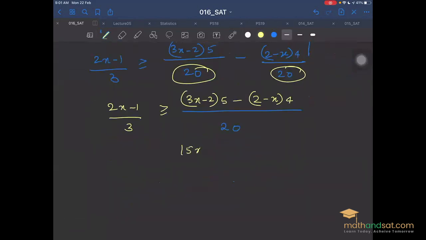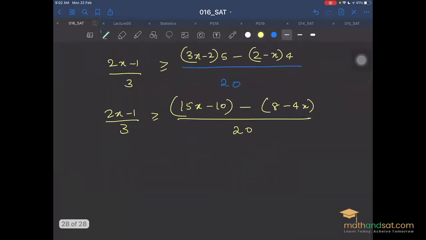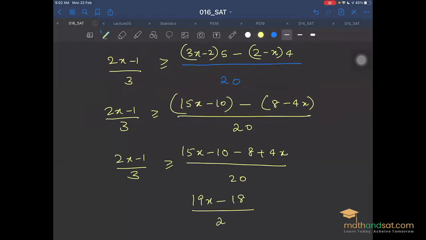So we have 15x minus 10 minus 8 plus 4x, divided by 20. Just combine the like terms. We have (19x minus 18) divided by 20 greater than or equal to (2x minus 1) by 3.